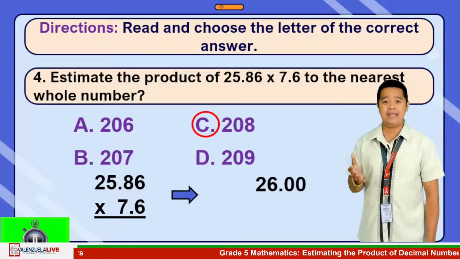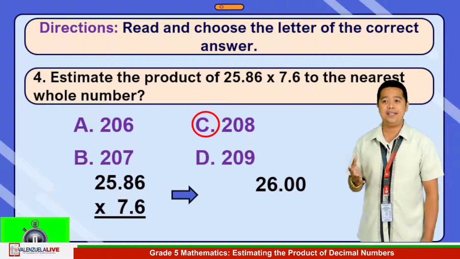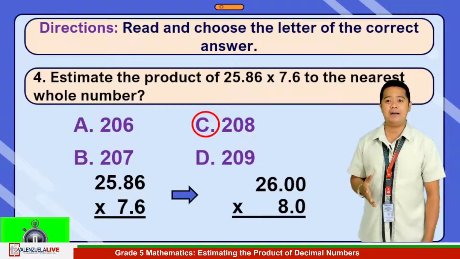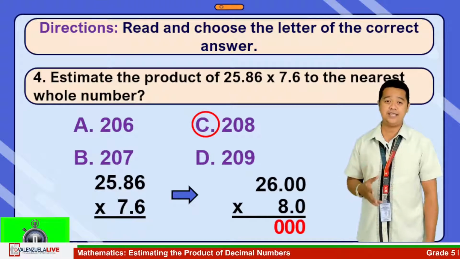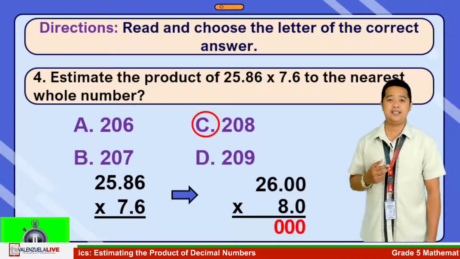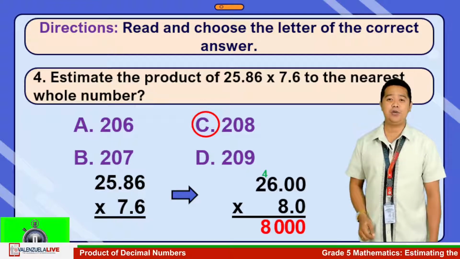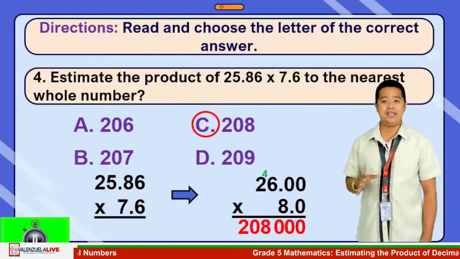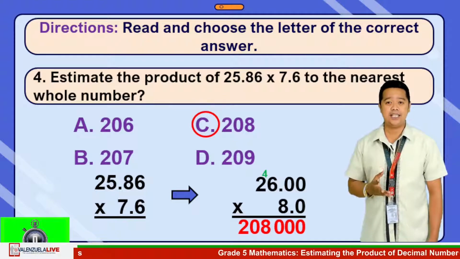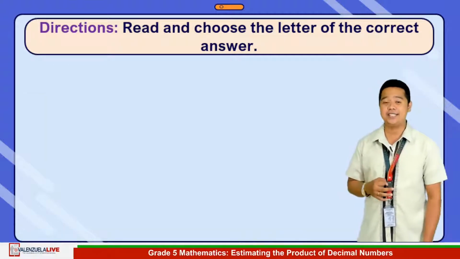So, 25 and 86 hundredths will become 26. And 7 and 6 tenths will become 8. Again, count the number of zeros. We have 3 zeros. 8 times 6 is equal to 48. And 8 times 2 is equal to 16. Plus 4, we have 20. Count the decimal places. We have 3. Okay, that's why the answer is letter C.